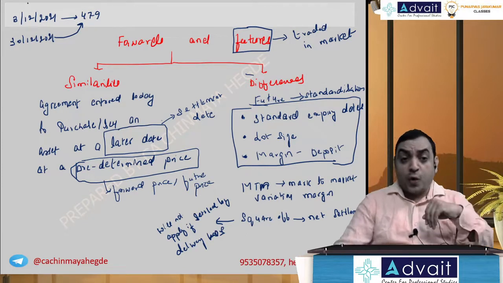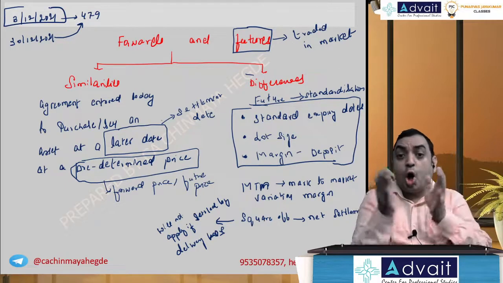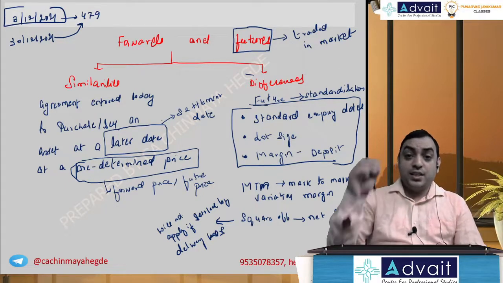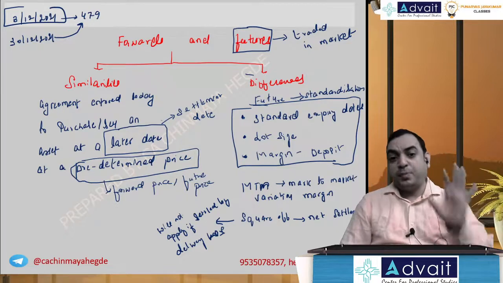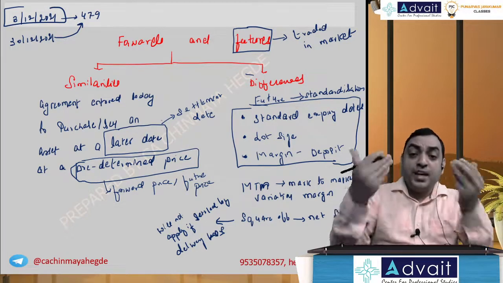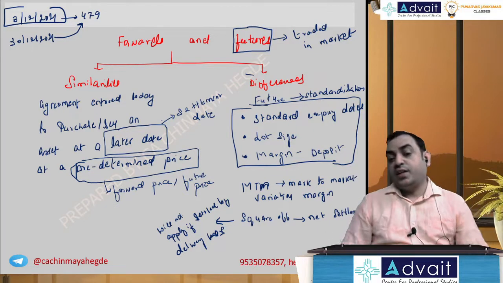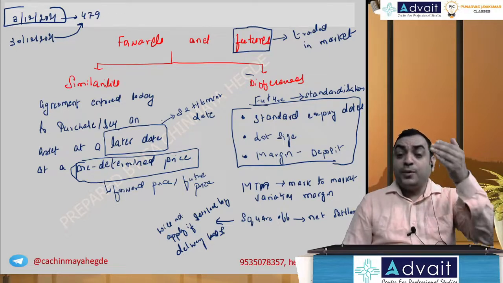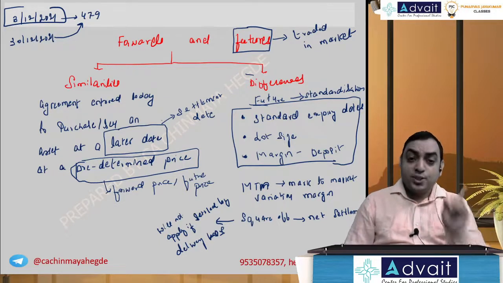So what I'm doing on 3rd of December, I'm just locking the price. I am just freezing the price, buy price 479, so that on 30th of December, I can make a payment of 479 and get the shares. That is settlement by delivery basis. Suppose I don't want settlement by delivery basis. I want settlement by net basis.